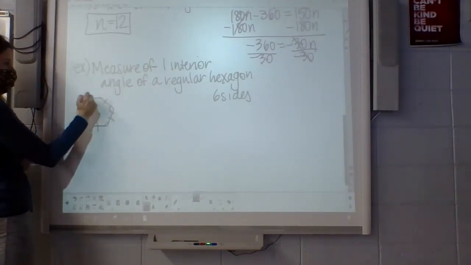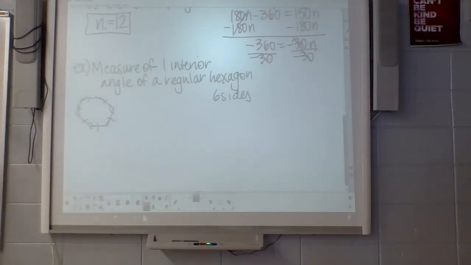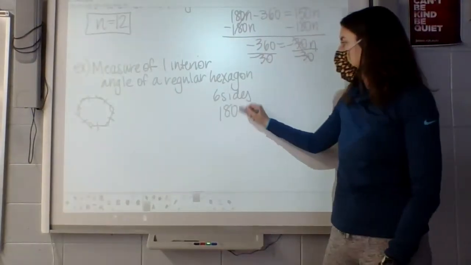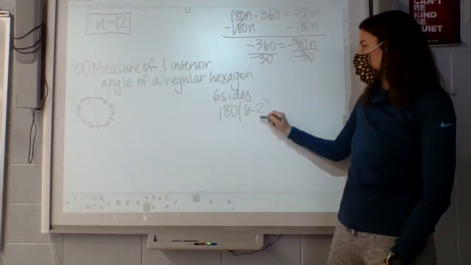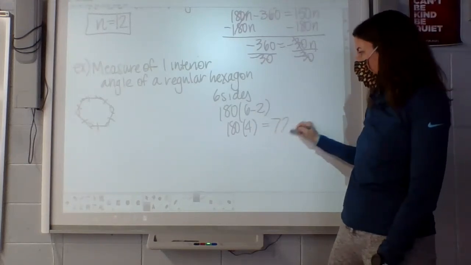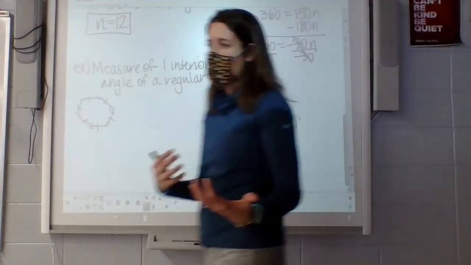You don't have to draw it, but they want just one angle. What do I know about all the angles? They add up to what? 720. We know that either from our chart, or you could do 180 times 6 minus 2, 180 times 4, so it's going to be 720. That's the sum of all of them.